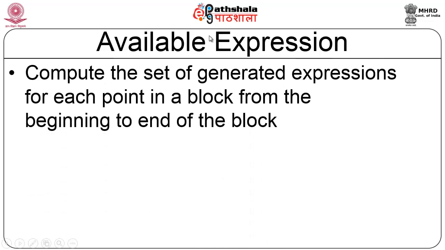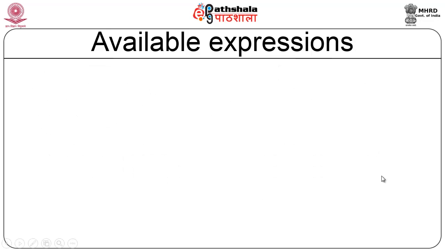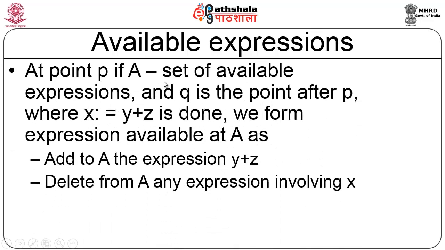Now, how do we handle this? Compute the set of generated expressions for each point in a block from the beginning to the end of the block. At the point prior to the block, assume no expressions are available. We said that there is a point before every statement. So, at the point prior to the block, assume that no expressions are available, and at point P, for example, say A is the set of available expressions and Q is a point after P where I have computed x is equal to y plus z, we form the expressions available at Q as follows, using these two steps.